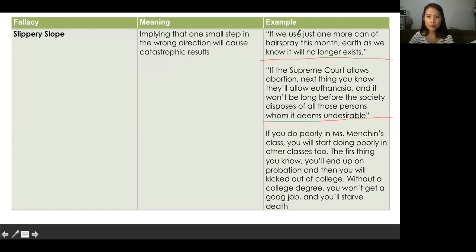Agad-agad. If you do poorly in Miss Minchin's class, you will start doing poorly in other classes too. The first thing you know, you'll end up on probation, and then you will be kicked out of college without a college degree. You won't get a good job, and you'll starve to death. That is a slippery slope, no? 'Pag nag-boyfriend ka, mabubuntis ka kaagad. 'Pag nabuntis ka kaagad, magiging 5 anak niyo. 'Pag 5 anak niyo, magugutom ka. 'Pag nagutom ka, mamamatay ka. So, that is a slippery slope. Okay? So, 'yan yung kadalasang naco-commit ng mga parents natin, 'no.